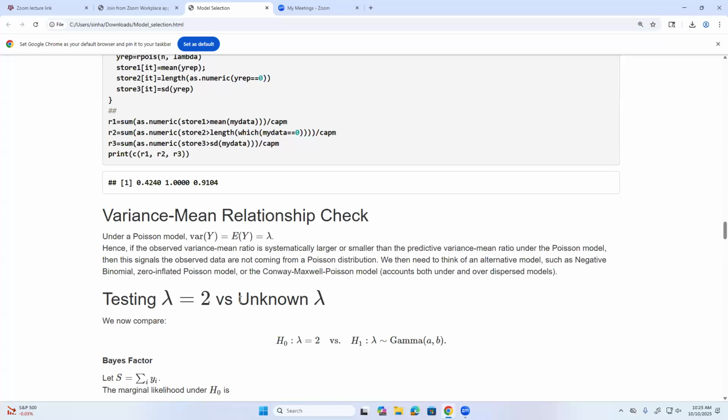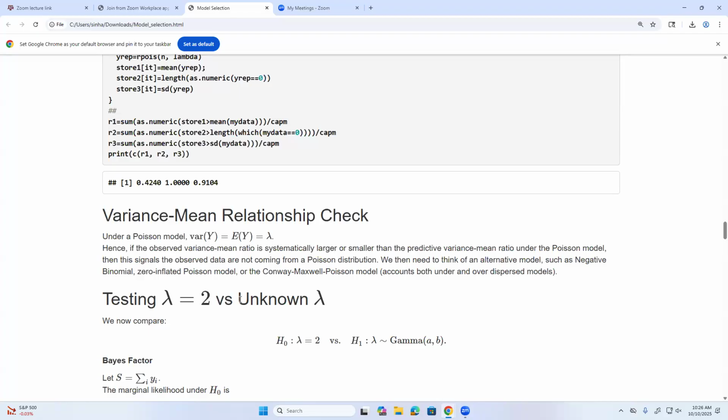So now consider this scenario. Suppose I'm interested in testing. This is a little bit different testing of hypothesis. Now I say I have two models, two possible models. One is lambda equal to 2. That means the data are coming from a Poisson distribution with lambda equal to 2. And the other model is the data are coming from a Poisson distribution, but without specifying lambda. It is not 2, it is something else.